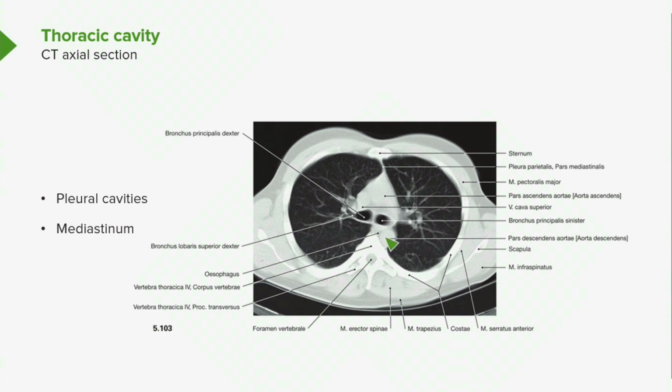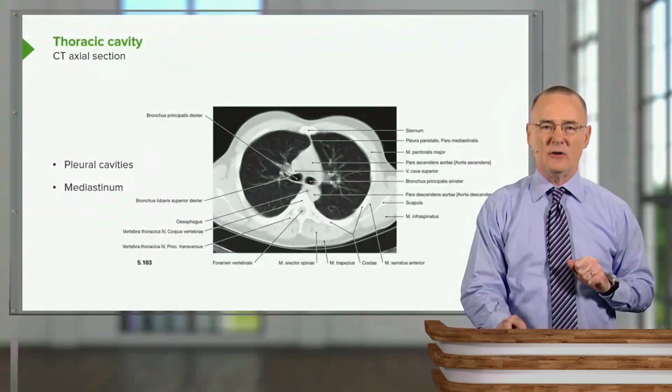And again, it appears bright because of the blood that's flowing through it. We also have in this area a bright spot, again representing blood flow. This is blood flowing through the superior vena cava, and it's going to empty into the right atrium.